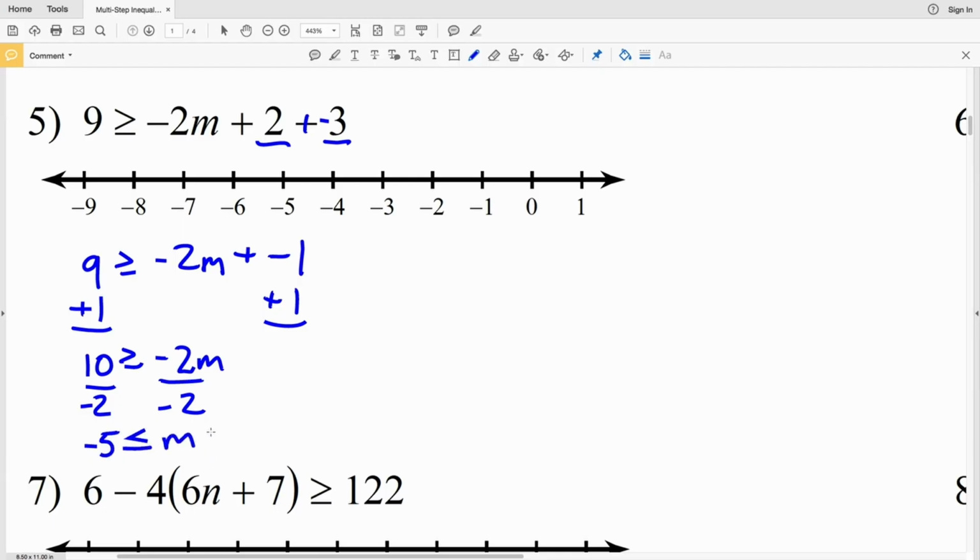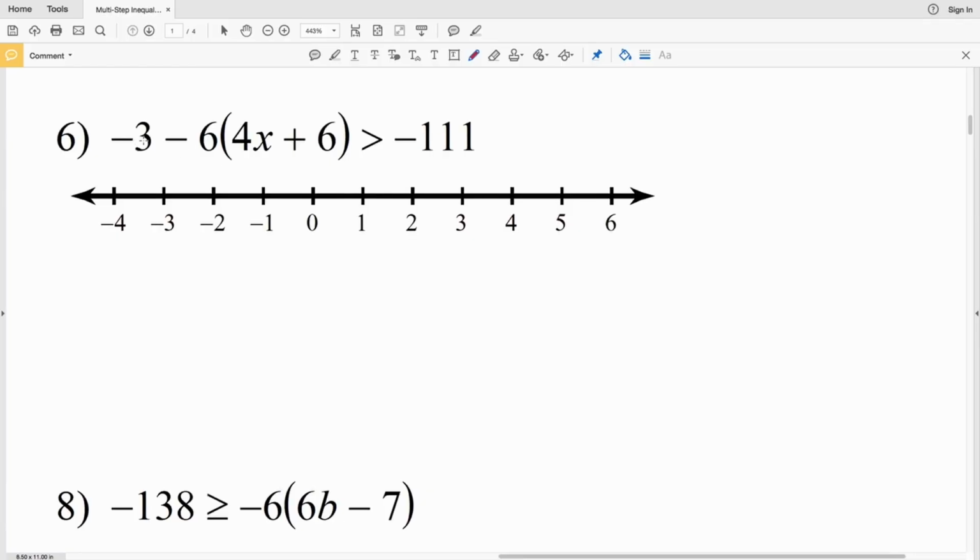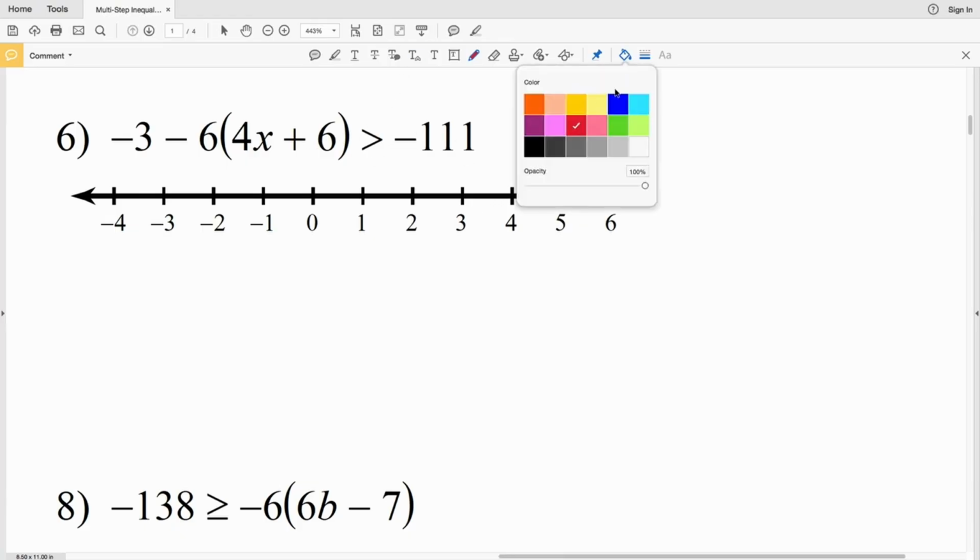We can rewrite this as m is greater than or equal to -5. Find the -5, circle and shade it in, and then m is greater than or equal to, so it's everything to the right. For number 6, we have -3 minus 6 times the quantity 4x plus 6 is greater than -111. Let's start by distributing the 6.